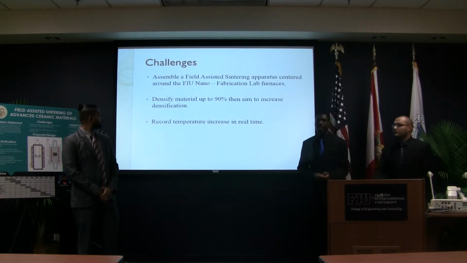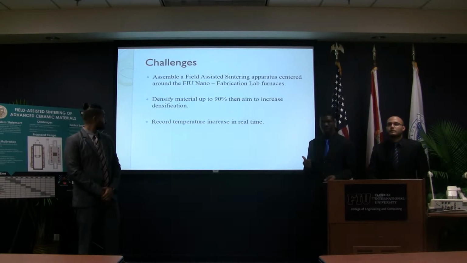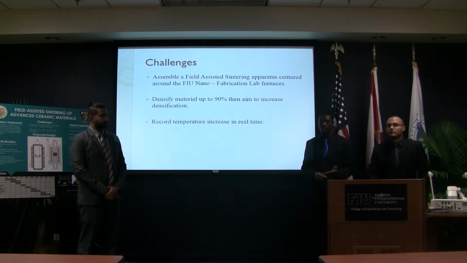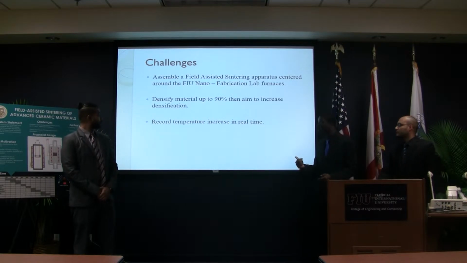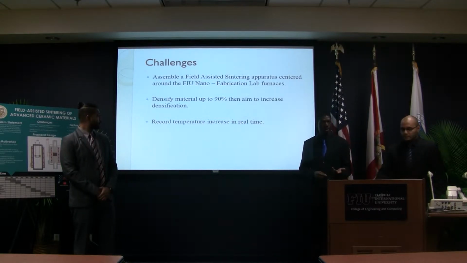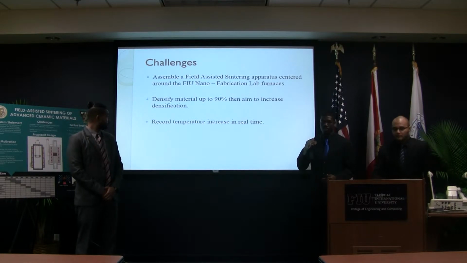One challenge that we faced as a team was to successfully recreate the process in the Sabri lab downstairs. A lot of materials require temperatures of 1500 degrees for flash sintering. We have furnaces that can reach that, but we want to do it at lower temperatures. We also wanted to densify material up to 90%. We were told by a number of the staff and TAs in the materials engineering department that it's extremely hard to do. So we wanted to reach 90% and then reach upwards of that.